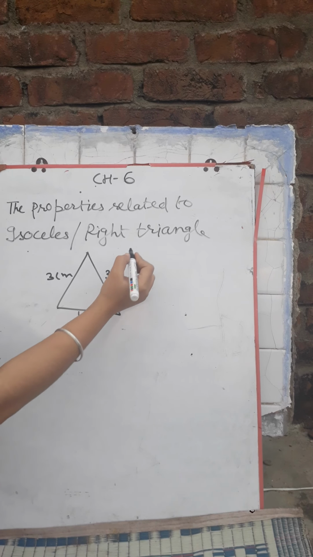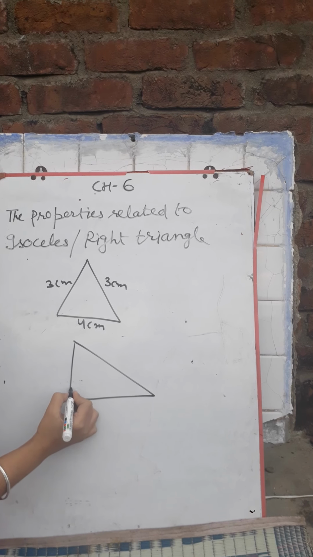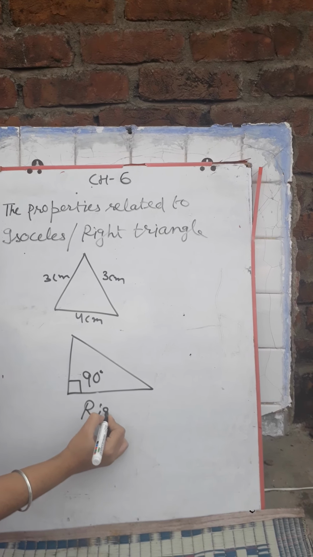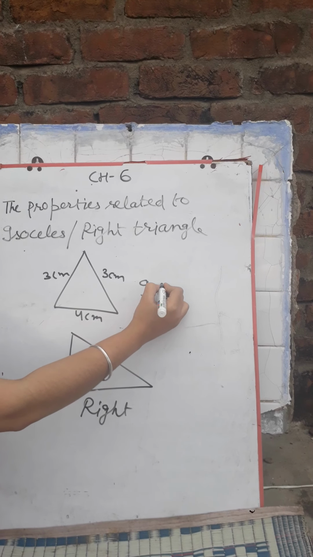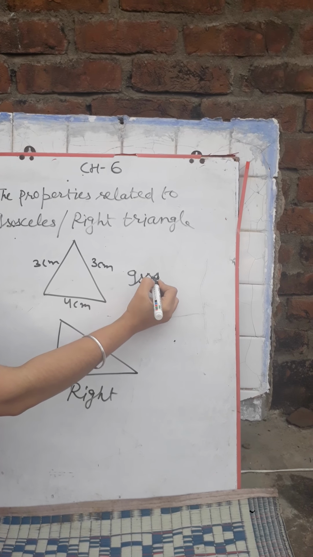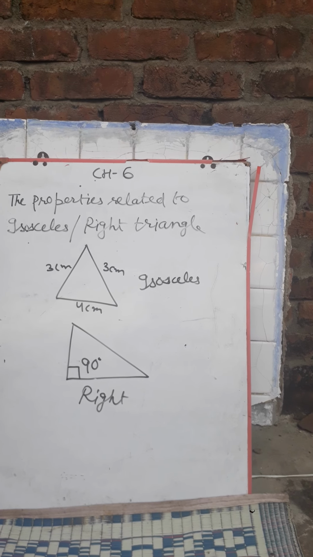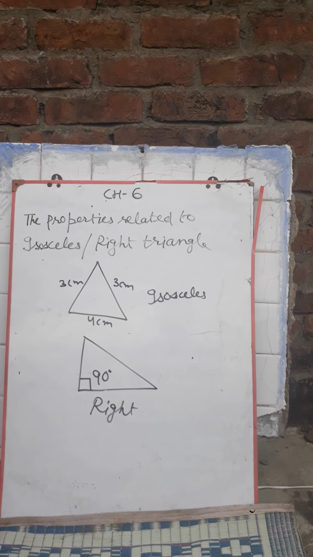And right triangle is a triangle in which one of its angle is of 90 degree. That we call right triangle. It is isosceles triangle. Properties of an isosceles triangle.